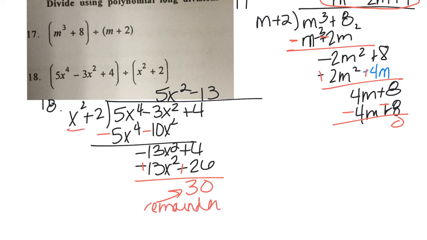And I put my remainder over what I divided by. So my final answer is 5x squared minus 13 plus 30 over x squared plus 2. And you can see how on this one, I didn't ever need the space filler. So you can do that. What I recommend on a problem like this is making sure you're always looking for like terms and not adding terms that are not alike.